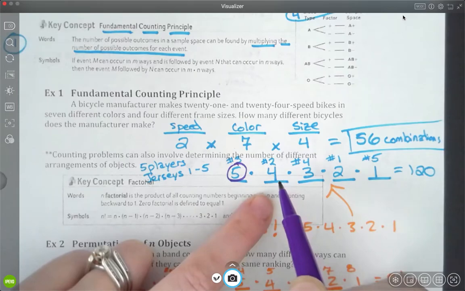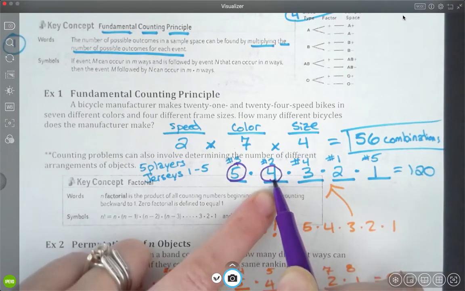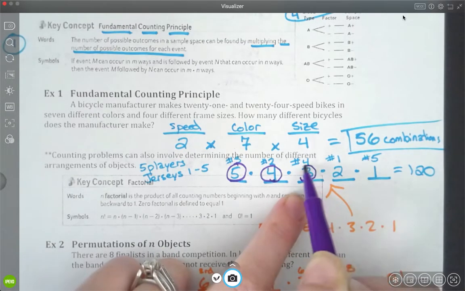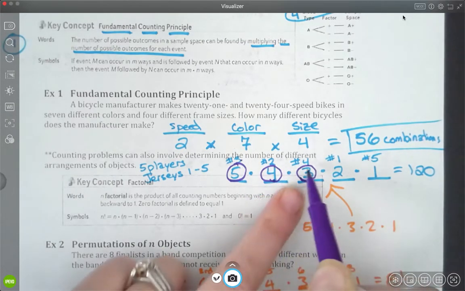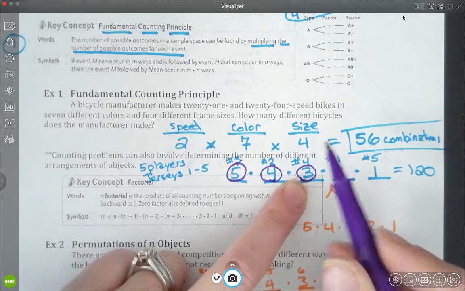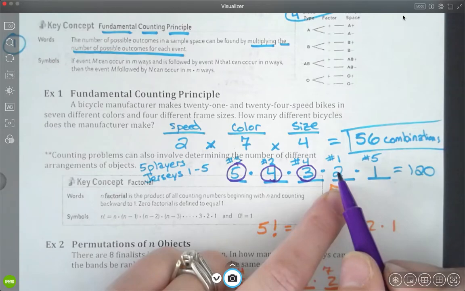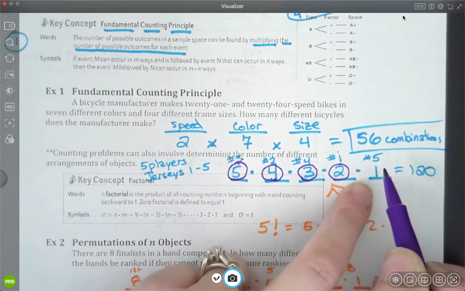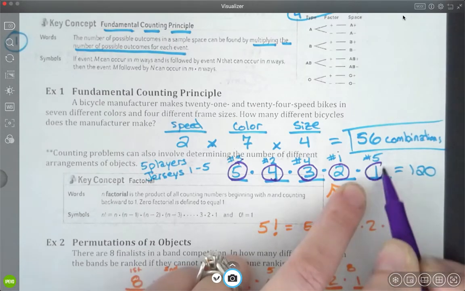Okay, the second person only has 4 jersey numbers to pick from. They picked the number 2. The third person has 3 jersey numbers to pick from because these 2 are already chosen. They picked the number 4. The 4th person only has 2 numbers left to pick from. They chose the number 1, and the 5th person, they just get what's left over, so they only have 1 jersey number to pick from, right?